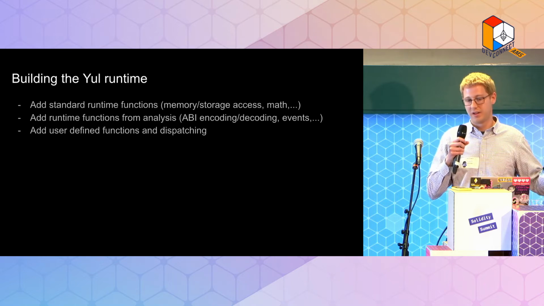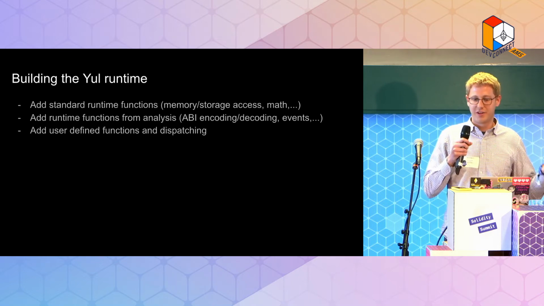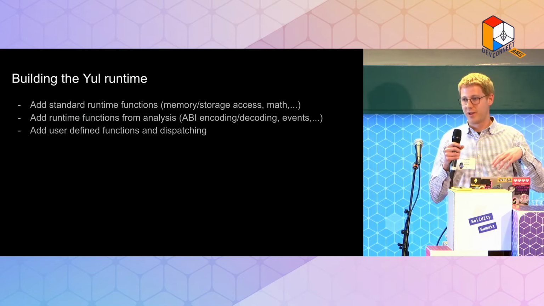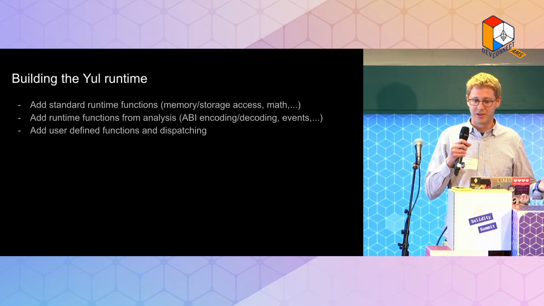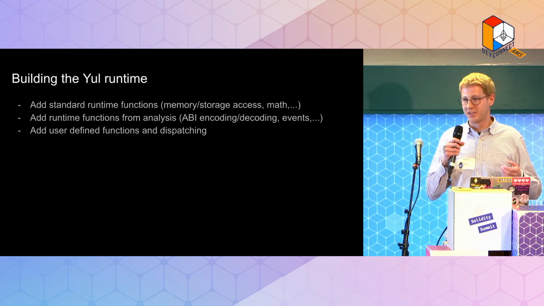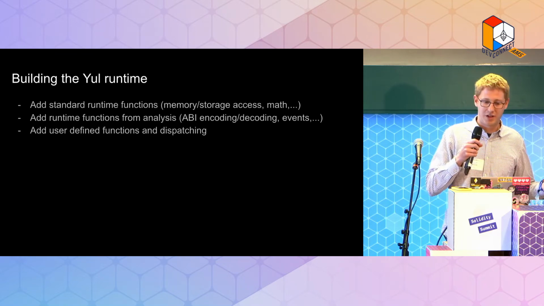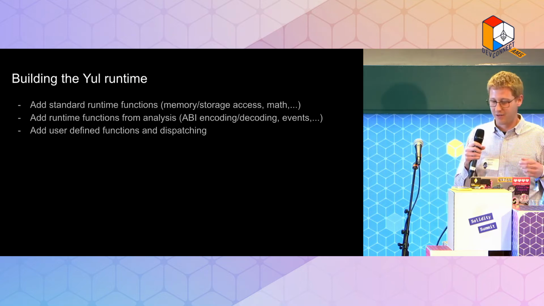Event emit stuff, reverts. These are things where you need to perform analysis on the source program and then decide what you're going to add. Then you generate these functions and you add them. And then you need to map the user-defined functions and add the dispatching. So this is everything you need, and then we batch it all together and add it to the runtime object.